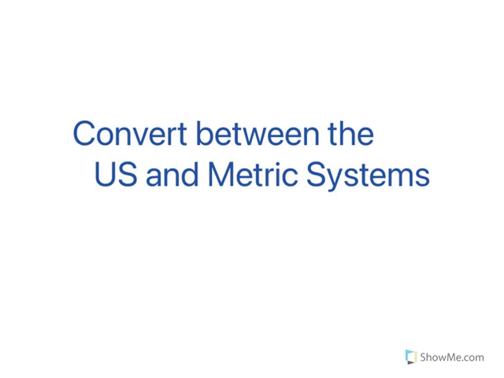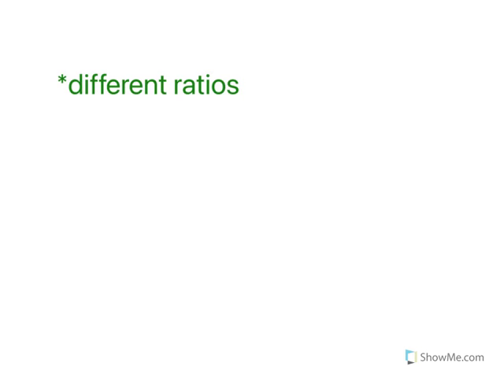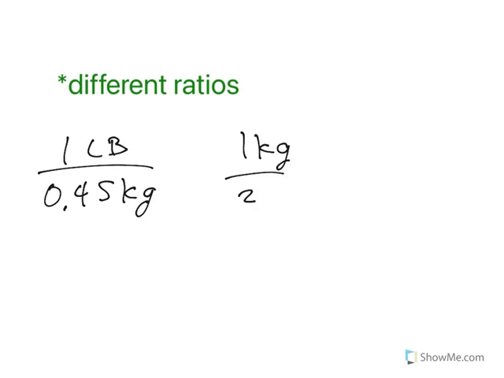Convert between the US and metric systems. Now, the big thing is that there are different ratios, and what I mean by this is identity ratios. So 1 pound could be 0.45 kilograms, or 1 kilogram could be 2.2 pounds. Now, these could both be written both ways, right?